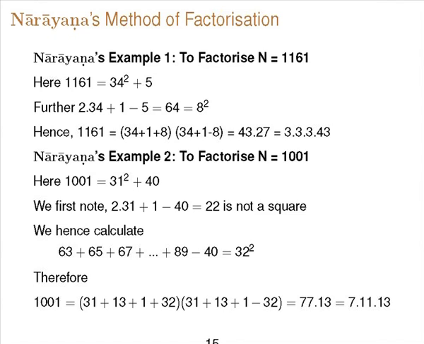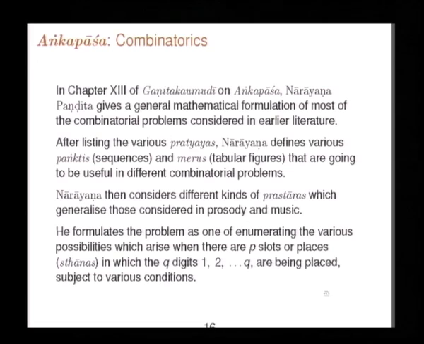So Narayana is the first Indian mathematician to have systematically talked of factorization of a number, and he has come up with an interesting way of attempting it. Now we come to the chapter on combinatorics. It is a very long chapter and actually a very profound chapter.